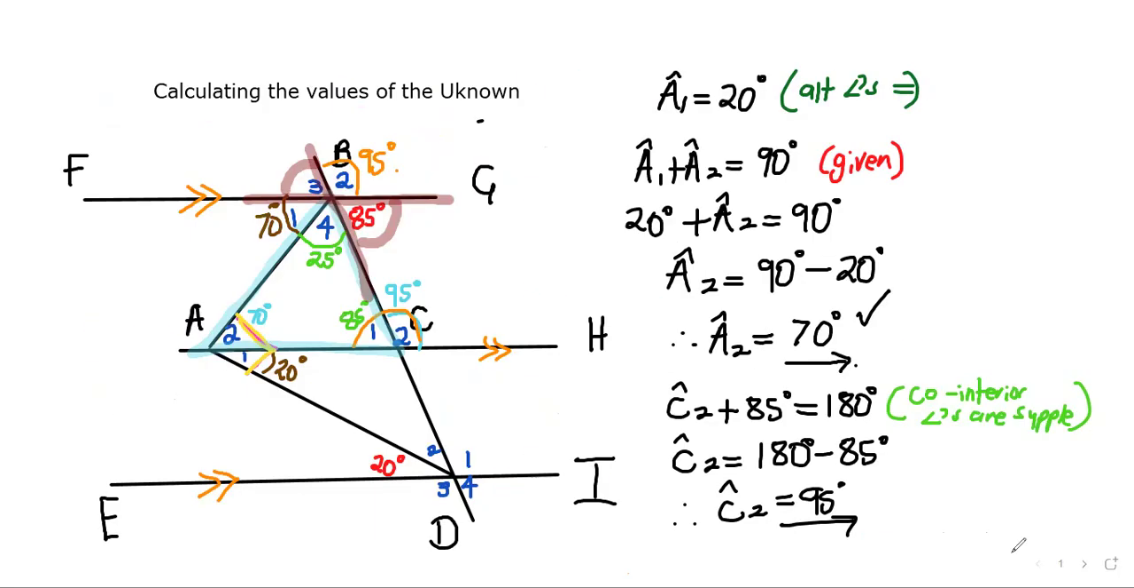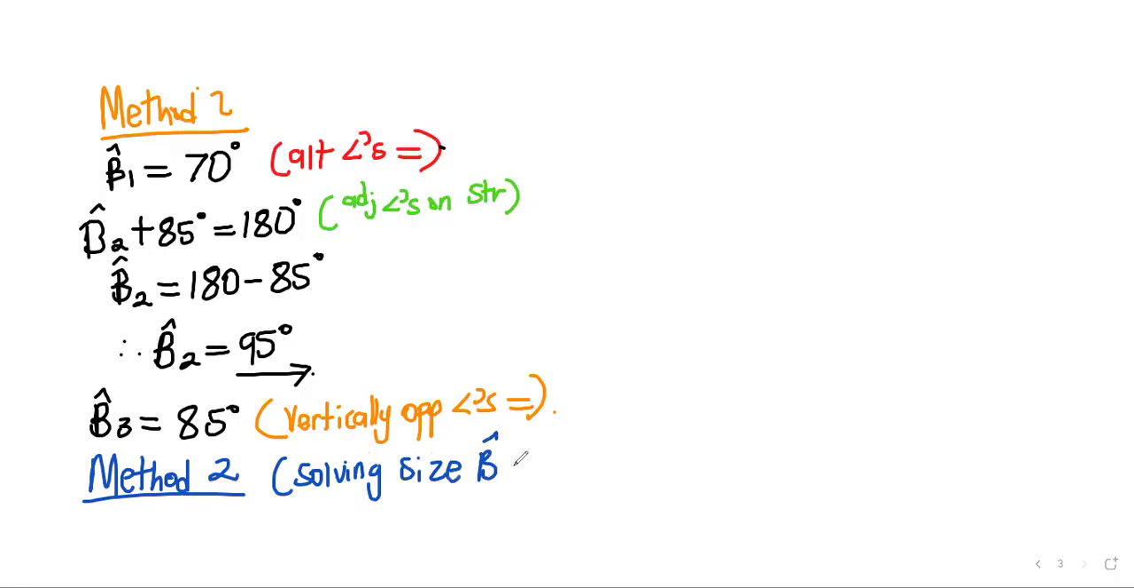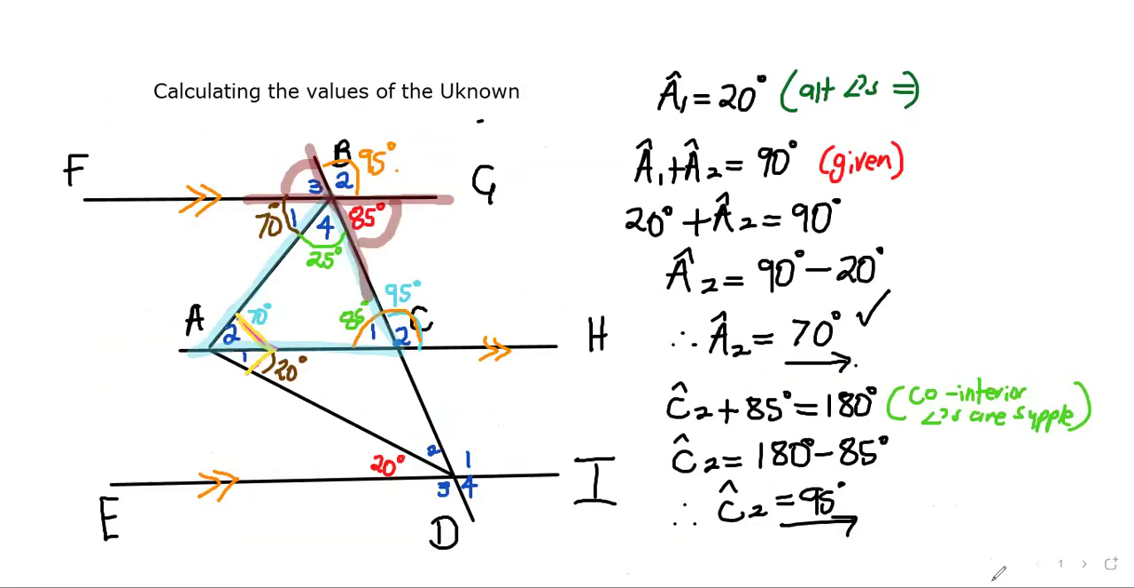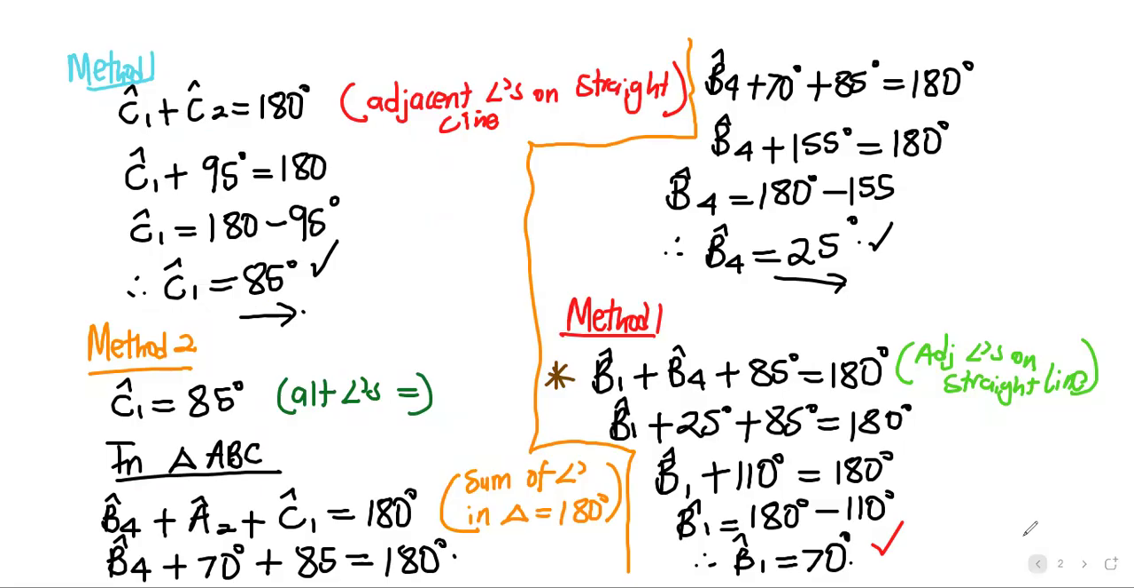Another, second method, you can just say B2 plus B3 is equal to 180. So that is method number 2 of solving the size of angle B3. Because we are not going to view our answers the same way, I'm showing you method number one and method number two. If you're in an exam, you can use the method that you best understand.